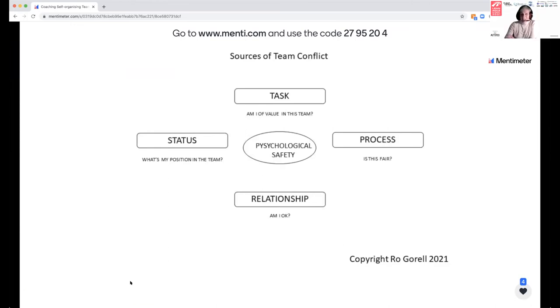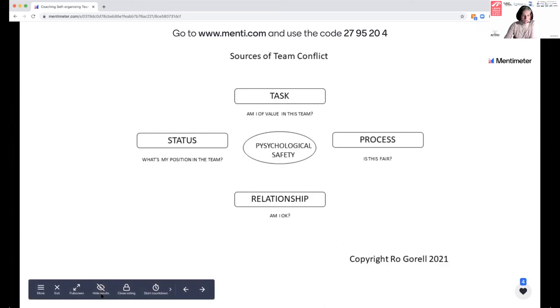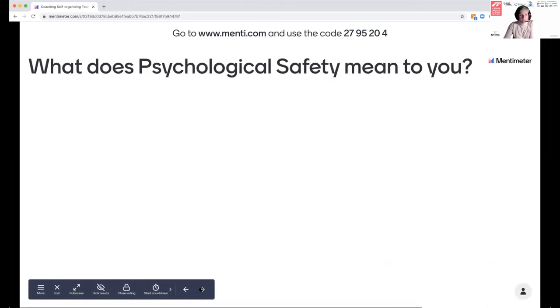Thanks, Ro. So yes, in the last 5 minutes, I'm going to quickly just go through the final piece of the three items, which is psychological safety, which I think quite a few of you mentioned at the beginning as well, around holding the space. What does it mean around psychological safety? So another quick poll. So what does psychological safety mean to you?